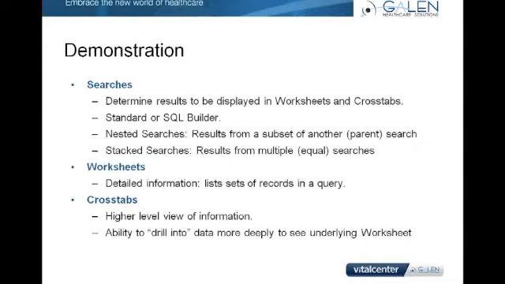We'll do this so it'll be a little more clear, but if you want to think about it as a Venn diagram, your parent search would be the big circle, and your nested search would be the results within a circle inside the larger circle. The difference between that and a stack search is that a stack search pulls from multiple equal searches. At any rate, what you need to concern yourself with is that with nested searches you're looking at a subset of another search, whereas with stack searches, they're both equal searches.